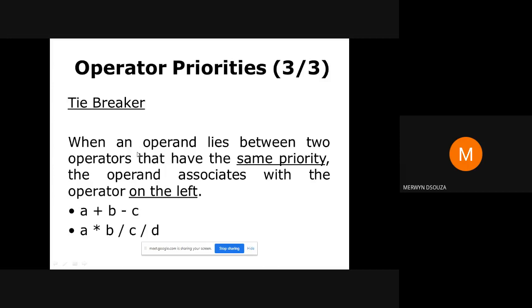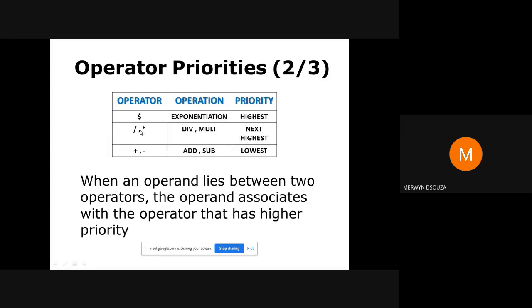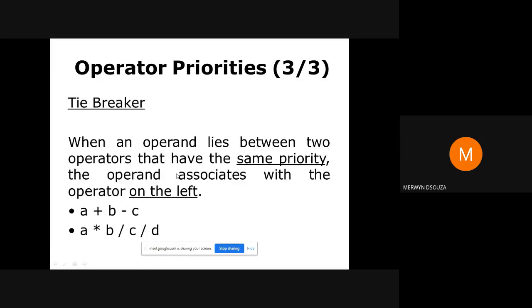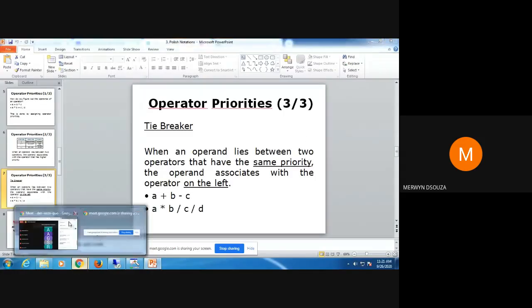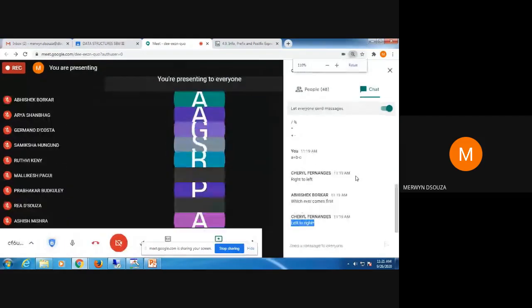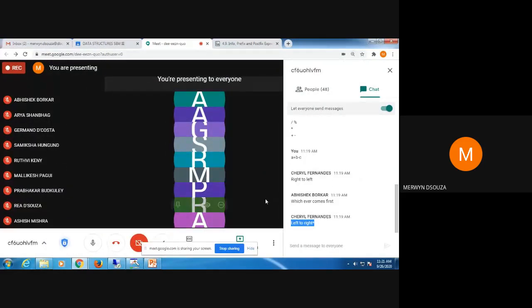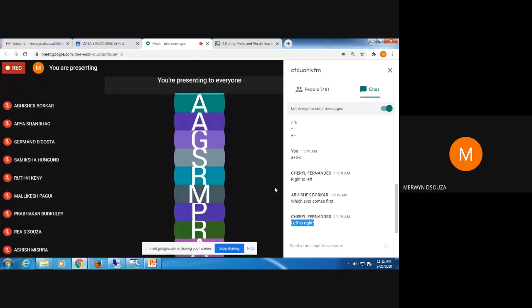I'll just show you this table again. Remember, when these two operators with equal priority come, solve from left to right. I think you all have already been doing this. That's how you have reached the second year of engineering, otherwise you would not have reached it. This is all you have already been doing in your maths. So any doubts still here? Okay, no doubts. I'll continue.